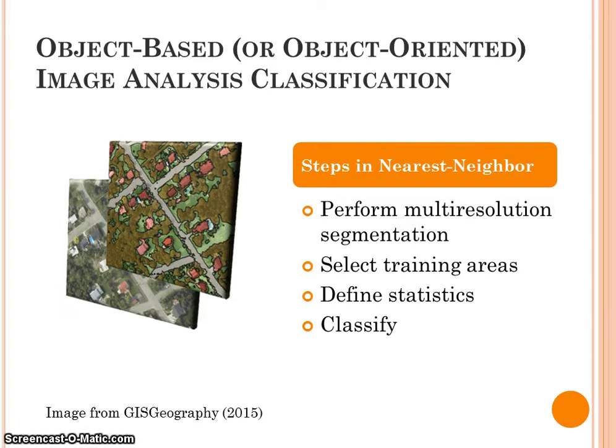Nearest neighbor, NN, classification is similar to supervised classification. After multi-resolution segmentation, the user identifies sample sites for each land cover class. The statistics to classify image objects are defined. The object-based image analysis software then classifies objects based on their resemblance to the training sites and the statistics defined. End quote.